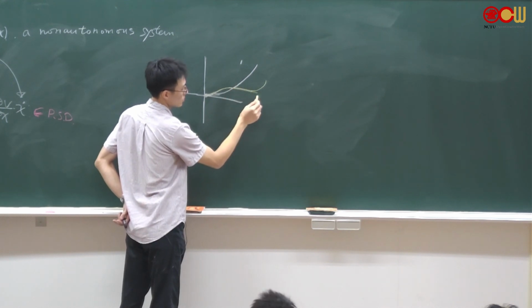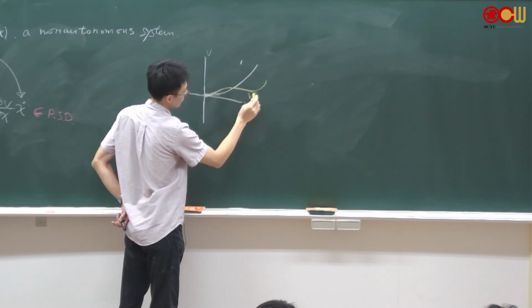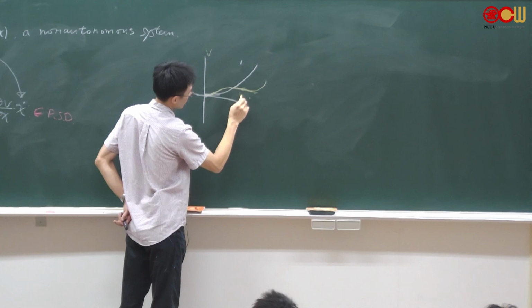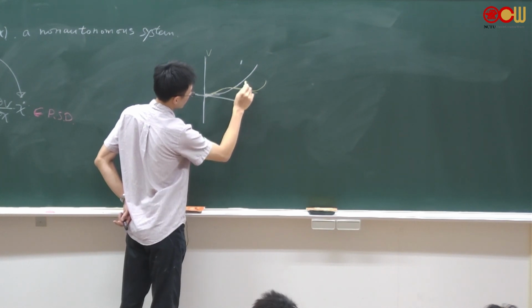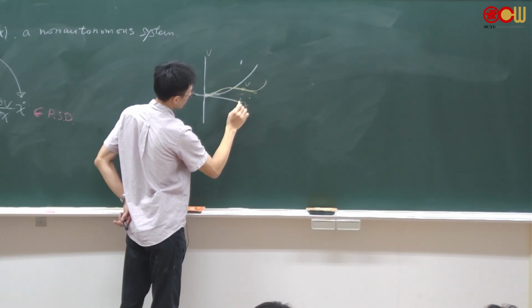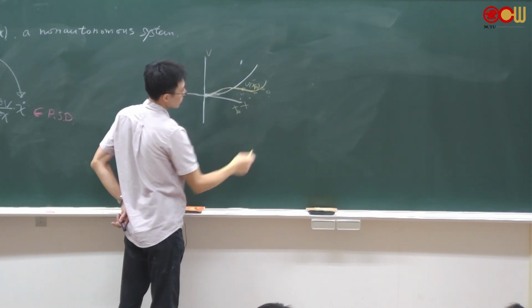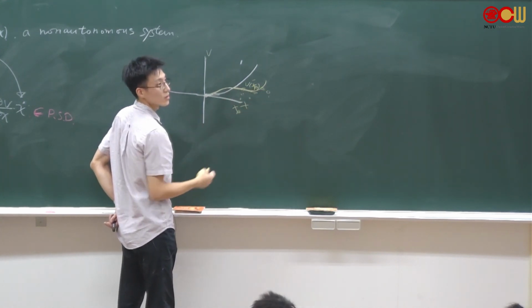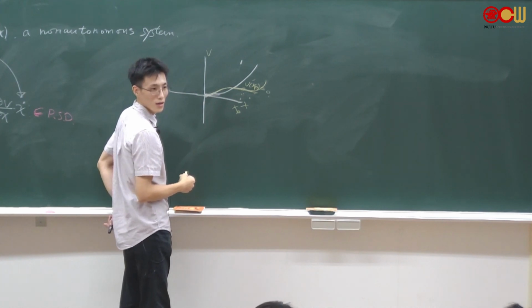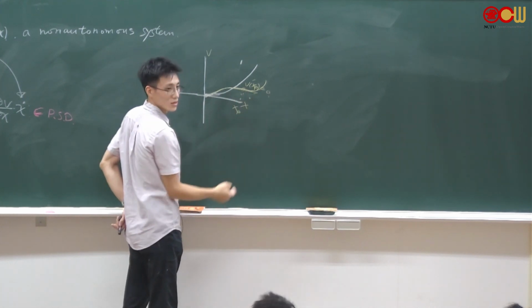So the slope here is 0. V prime at xp is 0. Then it's not a class K function, because it's not increasing here.